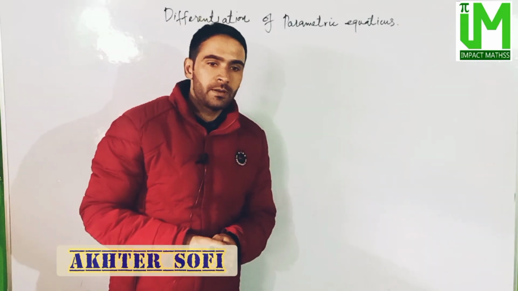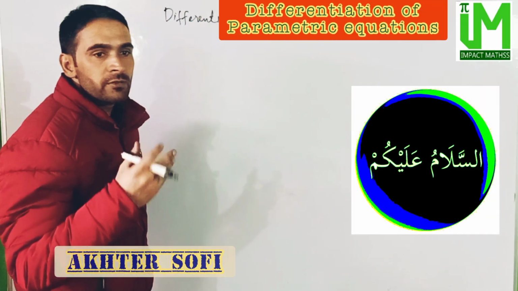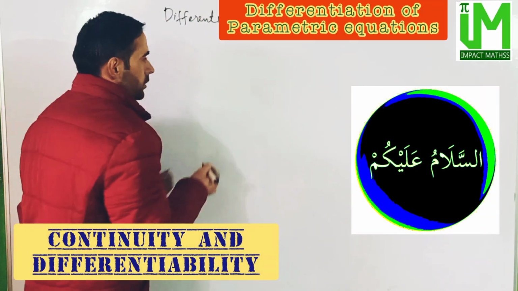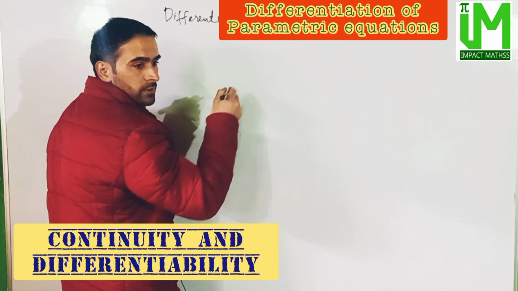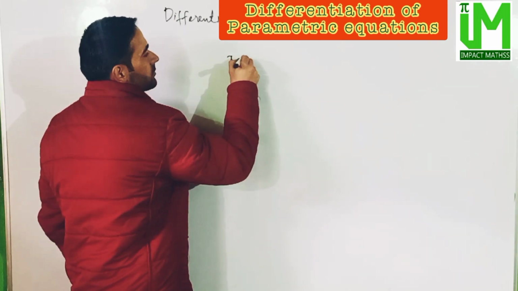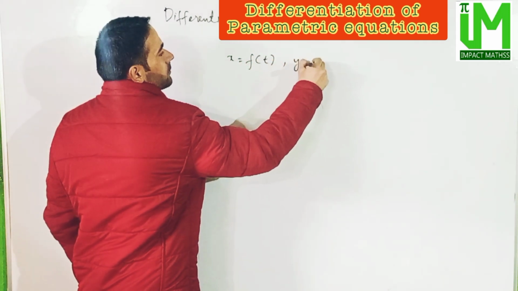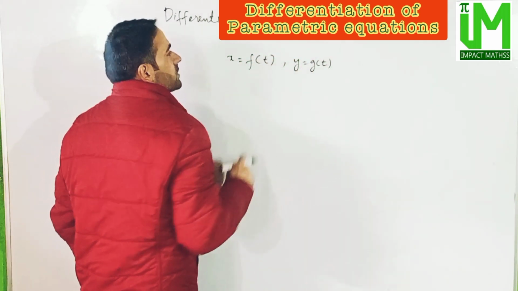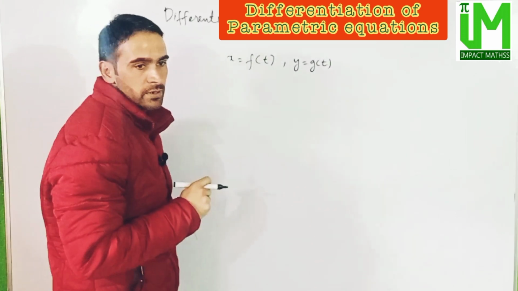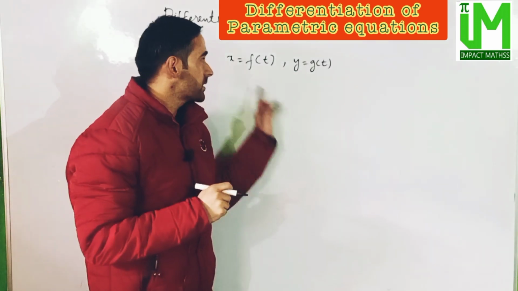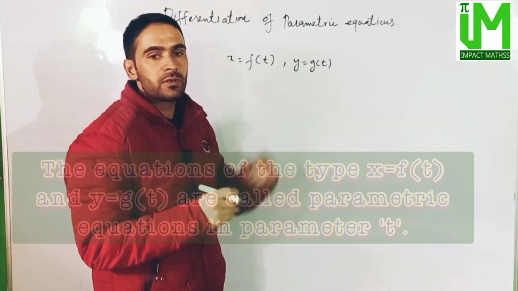So, differentiation of parametric equations. Parametric equations are parametric functions. We say a function or equation of the type x is equal to f of t and y is equal to g of t. These equations are called parametric equations. So equations of the type x is equal to f of t and y is equal to g of t are called parametric equations.